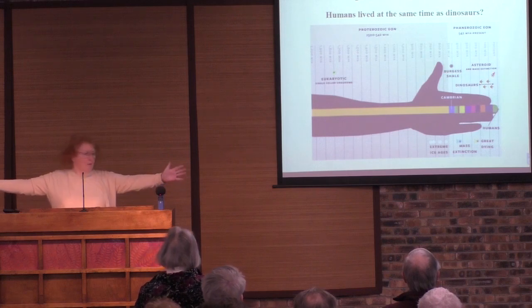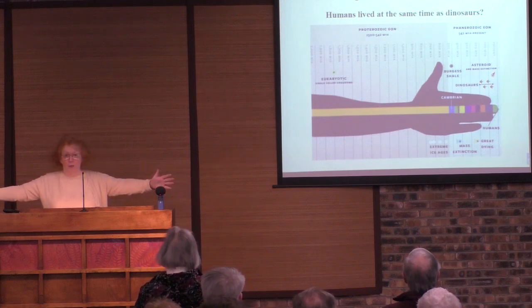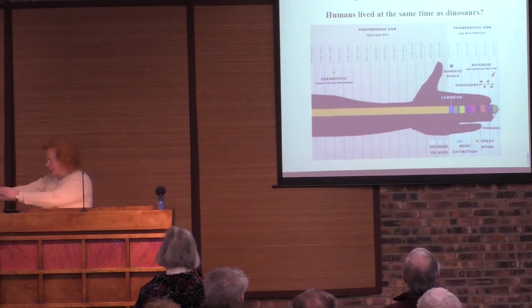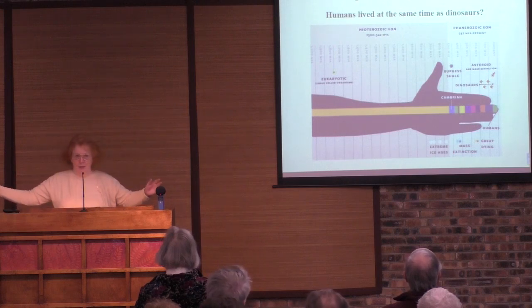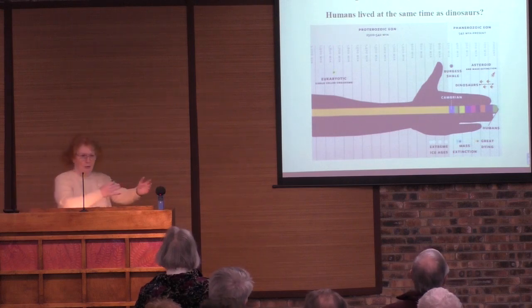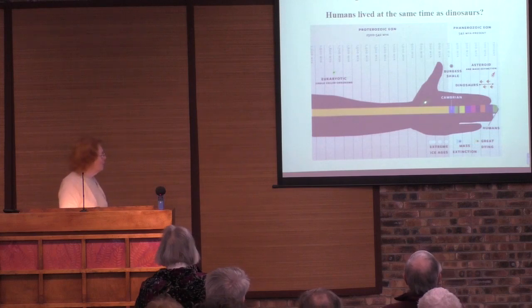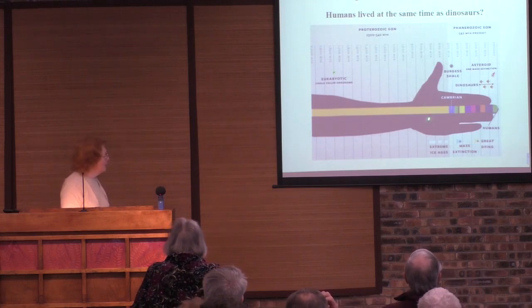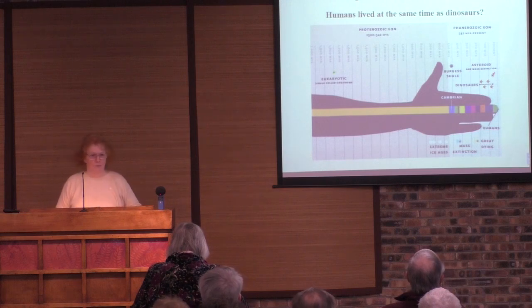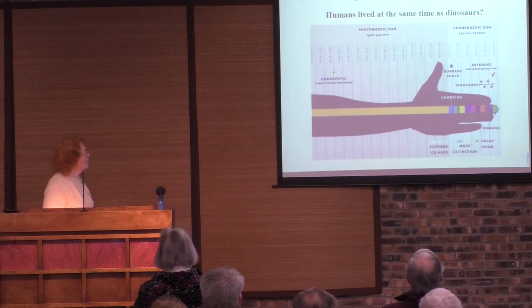Humans lived at the same time as dinosaurs. This is classic. Mike brings this up all the time. The spread of the arms is the length of our planet. And where does life come in? Well, life comes in somewhere about here, but it stays as either viruses or a single cell all the way up. And then we get the Cambrian explosion, and we get dinosaurs, and we get to the very tip of the fingernail, and that's us. Wow.